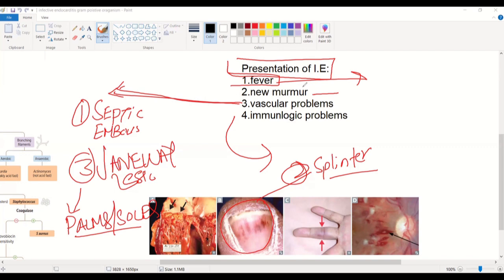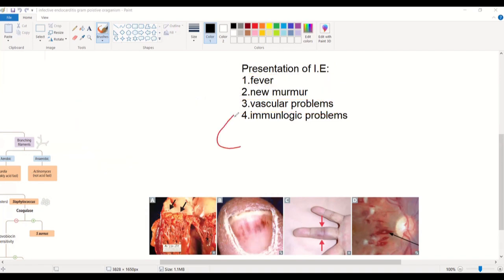Okay. So these are vascular phenomena or vascular problems. Now we're moving toward the immunological. So for immunological, the most important is glomerulonephritis.